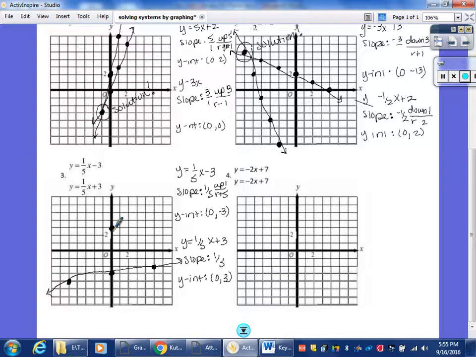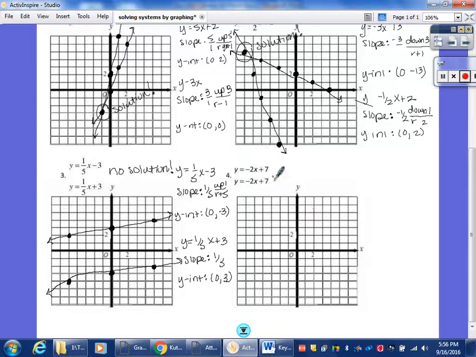So the slope is positive 1/5. That's up 1 over 1, 2, 3, 4, 5. And down 1 over 1, 2, 3, 4, 5, right? And so these lines are, in fact, parallel to each other. Look at that. And so what does that mean in terms of a solution? Well, a solution is where the lines cross. And since these are parallel lines, they will never cross. And so we know that means there is no solution.